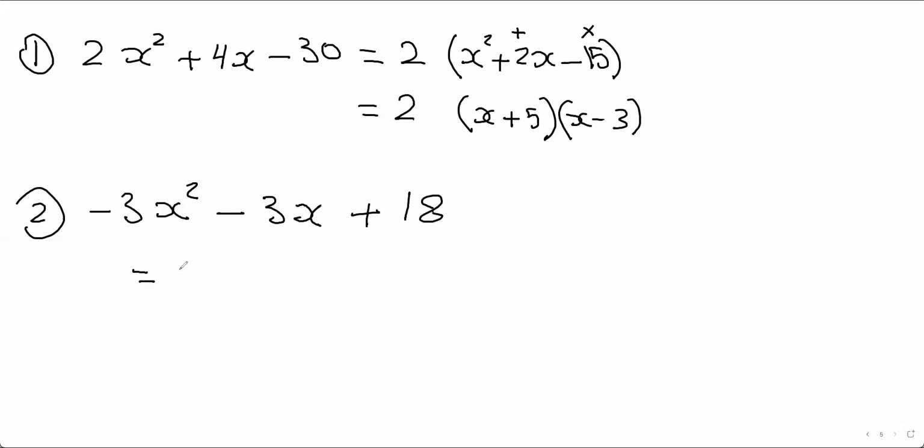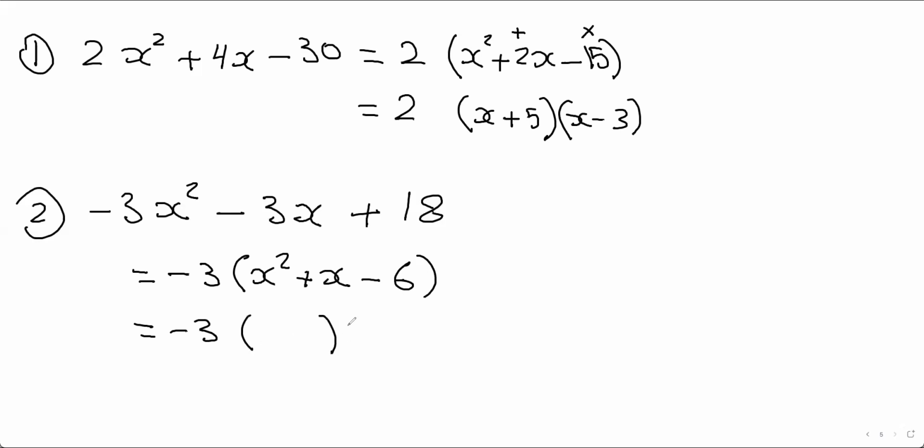Here, -3 is the greatest common factor, and we're going to get x squared minus 1x. We don't need to write the 1 there. Oops, when we factor out a negative, that's going to be plus. You remember, negative is a sign changer. And +18 divided by -3 will give me -6. And therefore, this will give me -3, open 2 sets of brackets.